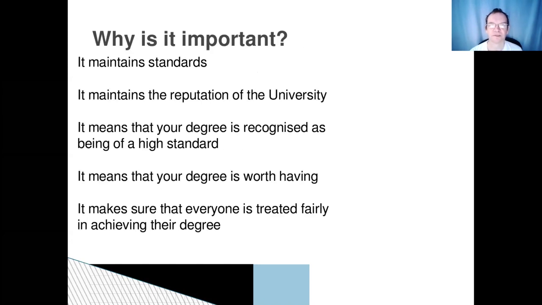So why is it important? It maintains standards. It maintains the reputation of the university. Not something that you may immediately be concerned about, but when you're applying for a job, employers are looking at your CV, they will see Swansea University as the institution that has awarded your degree. If the university acquires a poor reputation for cheating, that will adversely affect the views of people who are looking at your qualifications. So it's important to maintain academic integrity so that your degree is recognised as being of a high standard and that your degree is worth having, and to ensure that everyone is treated fairly in achieving their degree.